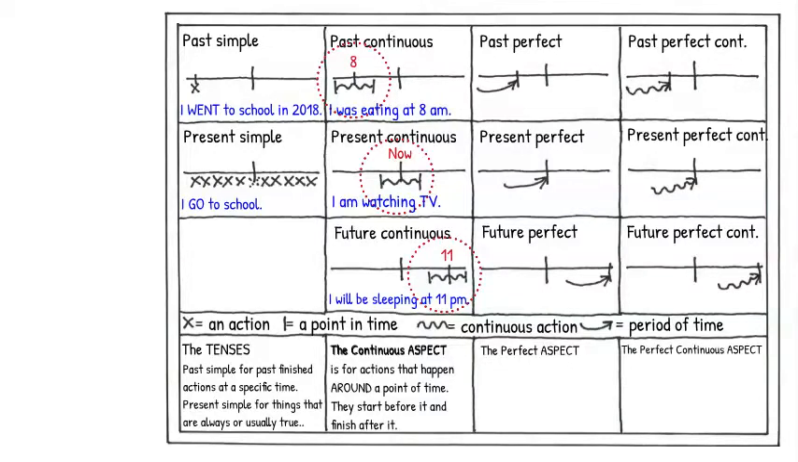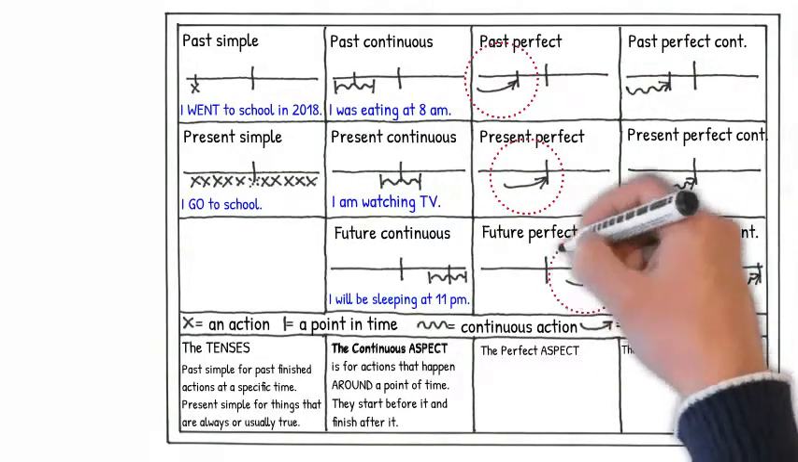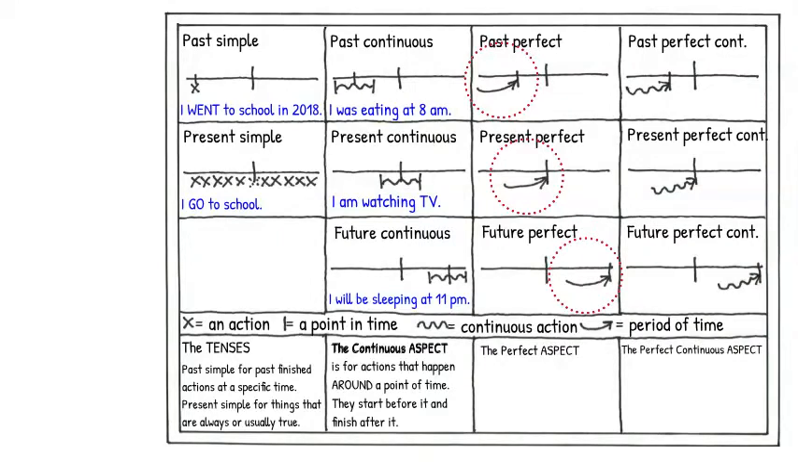Okay, now let's look at the perfect aspect. Okay, so now you see again for the past, the present, and the future perfect, the drawing is the same. This aspect is a bit harder, but try to guess what this drawing means. Notice that there is no action shown anywhere on the drawings for the perfect aspect.